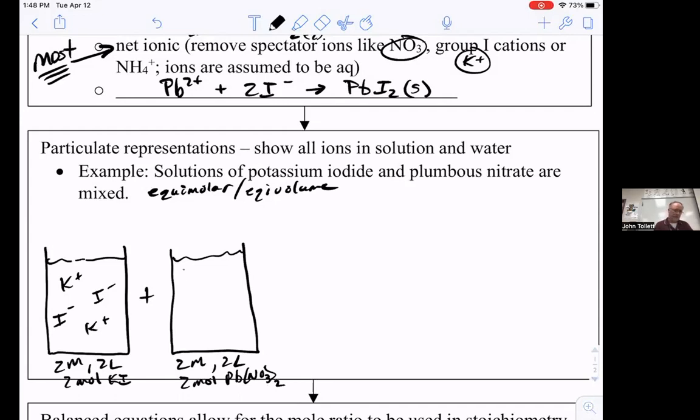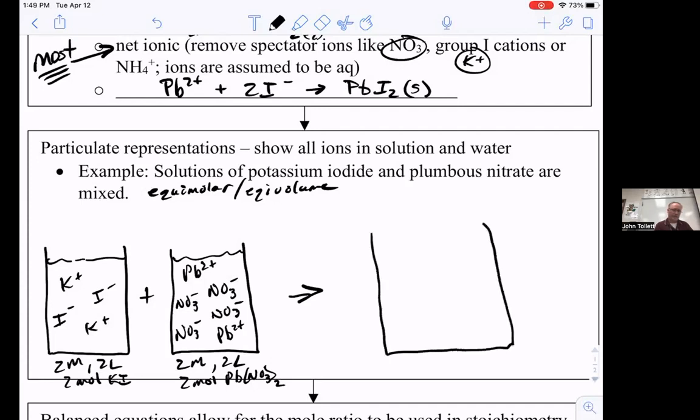So in that case, I would draw my 2 moles of the Pb2+, kind of somewhere in there, and I would draw the nitrates, but I'd have to have more nitrates, right? Because there's 2 of them for each one. So I would draw a total of 4 nitrates in here. And then what's going to happen as a result, they're going to get together. And then this, of course, would be a larger volume, twice the volume, right? It would be 4 liters total.